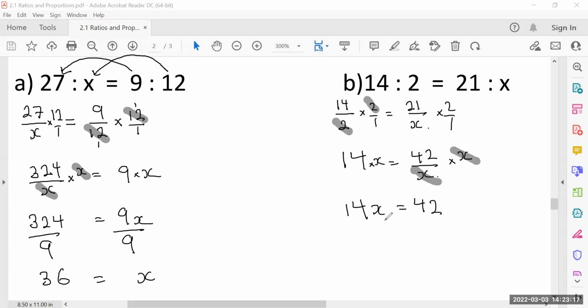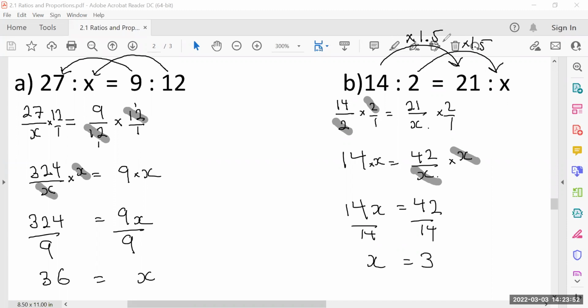And lastly, x is not all alone. Right now, x is being multiplied by a 14. What's the opposite of multiplication of 14? Division of 14. So we're going to divide both sides, because you have to keep it equal. And when you do 42 divided by 14, you will get 3. And I know you might say, hey, Mr. Kim, you can go from 14 to 21 by multiplying by a 1.5. So if I multiply 2 with 1.5, I get a 3. I know.